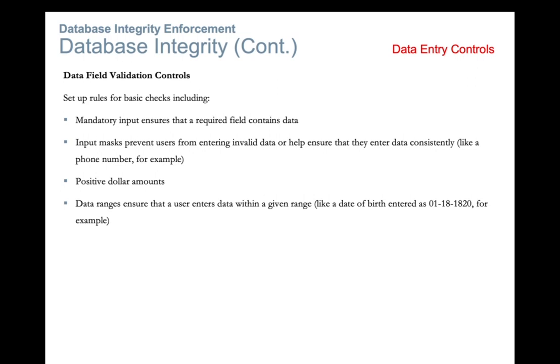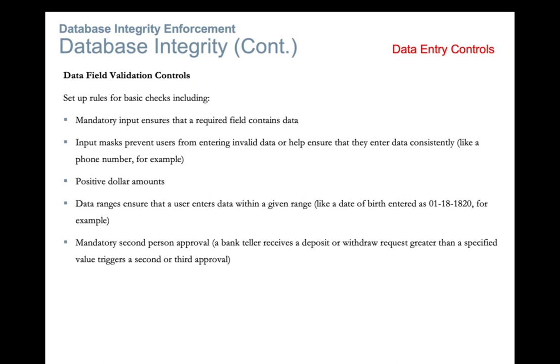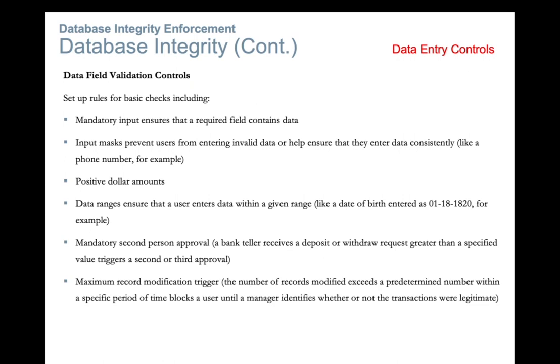And mandatory second person approval: a bank teller receives a deposit or withdrawal request greater than a specified value, which triggers a second or third approval. And maximum record modification triggers: when the number of records modified exceeds a predetermined number within a specific period of time, it blocks a user until a manager identifies whether or not the transactions were legitimate.